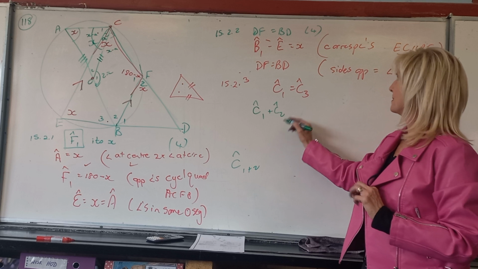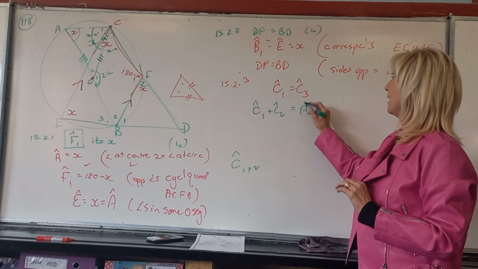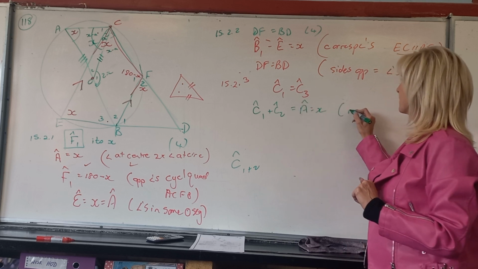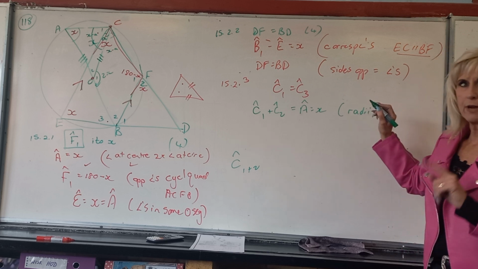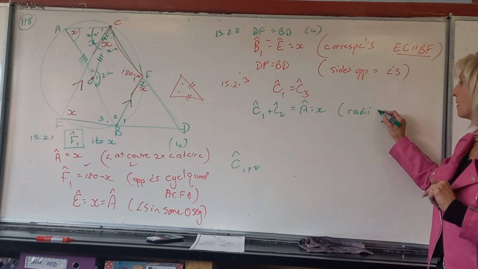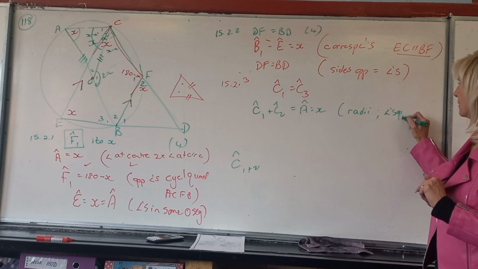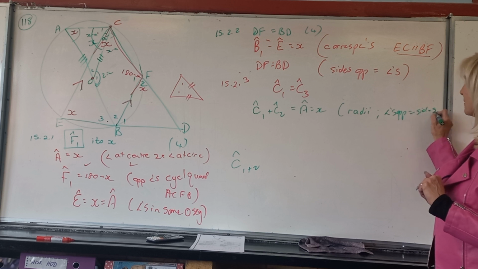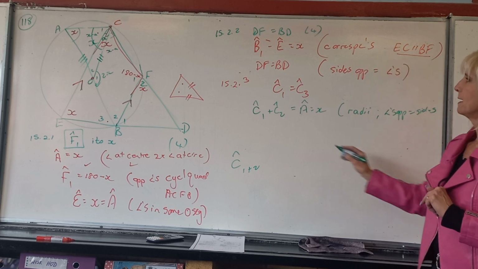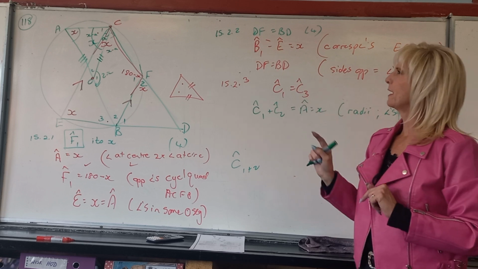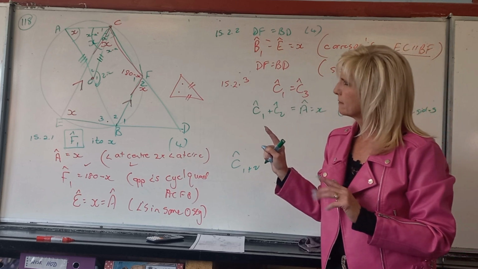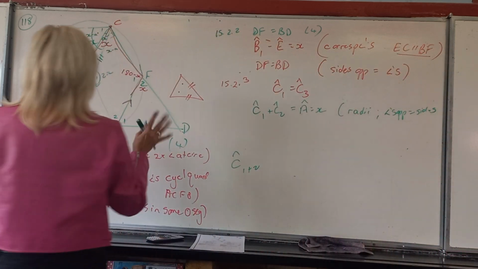C1 and C2 together must be the same as A, which is x, because of radii being equal to each other, and then angles opposite equal sides. Then if that whole thing is x, and we said that the other one was x too, somewhere. So we have it.